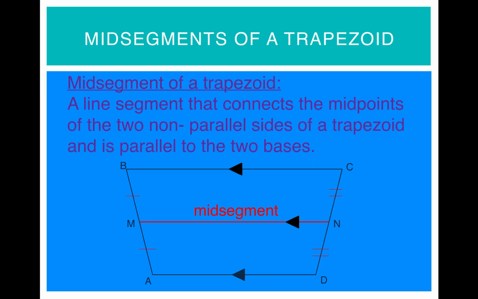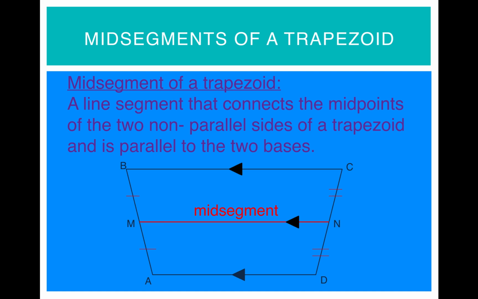Okay, we have another definition. The mid-segment of a trapezoid: a line segment that connects the midpoints of the two non-parallel sides of the trapezoid and is parallel to the two bases. So let's break that down a little bit.